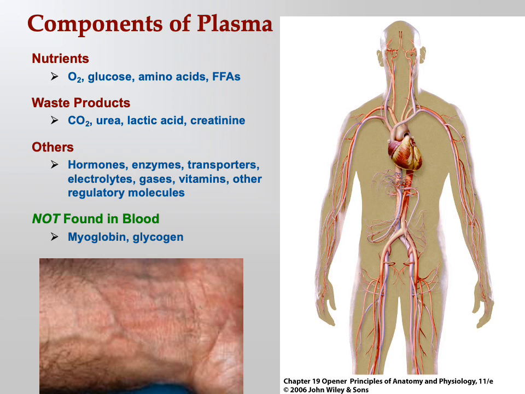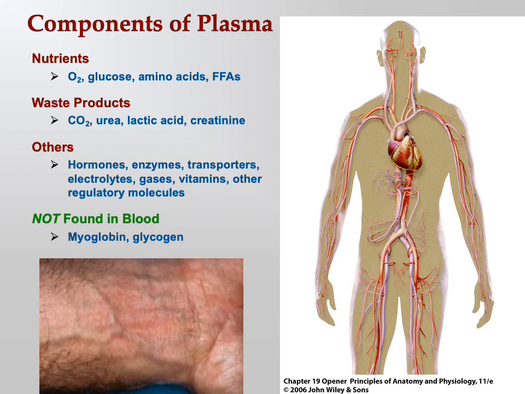Let's look at glycogen first. Remember, glycogen is the stored form of glucose. You store it in your liver and you store it in your skeletal muscle. It should not ever be present in blood. Normally, the glycogen in the liver is converted back to glucose before being released into the bloodstream. So glycogen in the bloodstream is a sign of trouble.